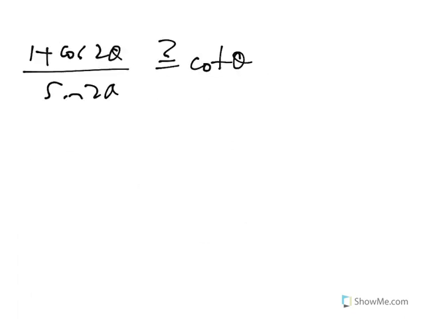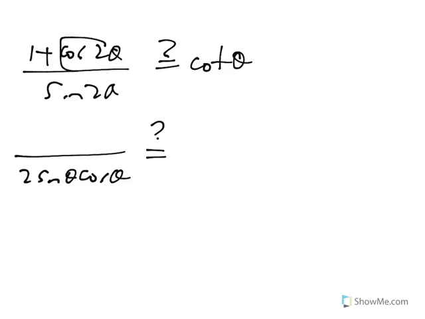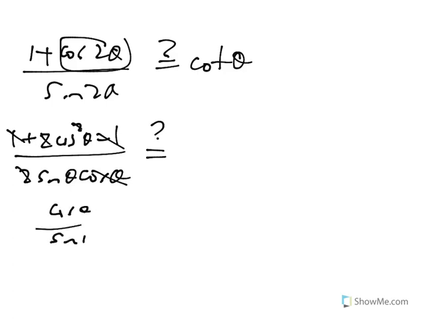Here's a more complicated one. I'll change the sine 2 theta into 2 sine theta cosine theta. And I have 3 options for cosine 2 theta. I'm going to choose to do the 2 cosine squared theta minus 1. That way the 1's cancel out, the 2's cancel out, and one of these cosines cancels out with one of those, and I'm left with cosine over sine, which is cotangent.